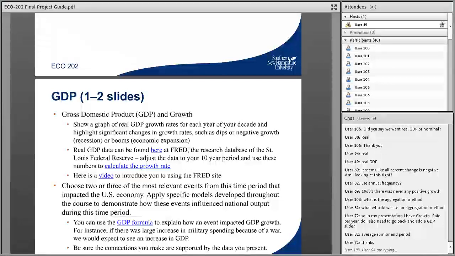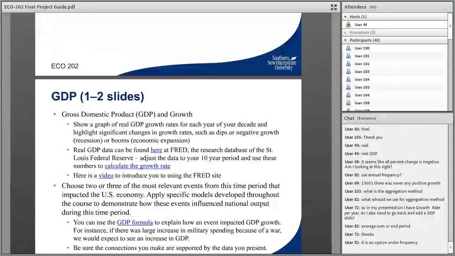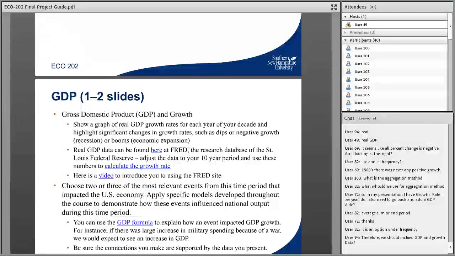So I would add, you don't need to add a whole slide for the GDP, Jonathan. You could just split the slide and have two graphs in it. You can have otherwise a graph for growth, and you can have a table for GDP or the opposite.